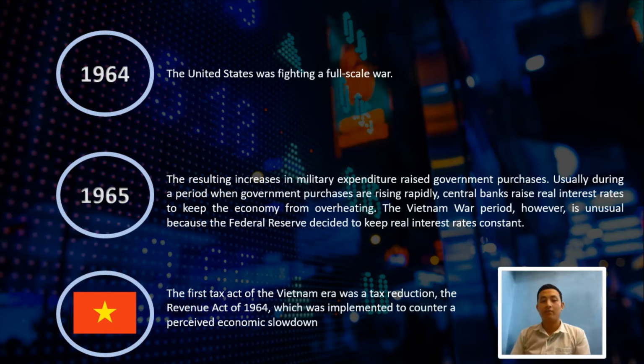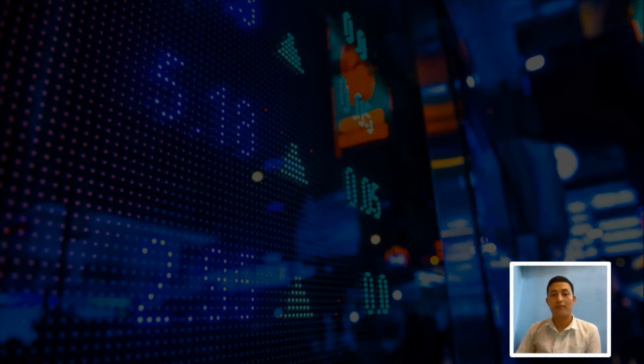Its major provisions included a reduction in individual income and corporate tax rates, and an expansion of the standard deduction. The Vietnam War period, however, is unusual because the Federal Reserve decided to keep real interest rates constant. This period provides an excellent example of how policymakers could make use of the IS curve analysis to inform policy.